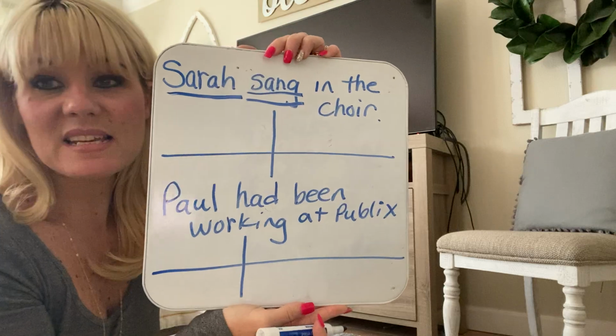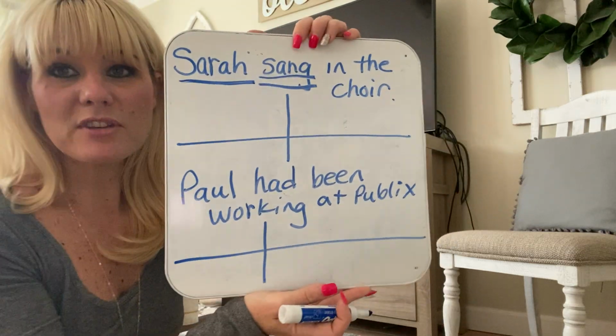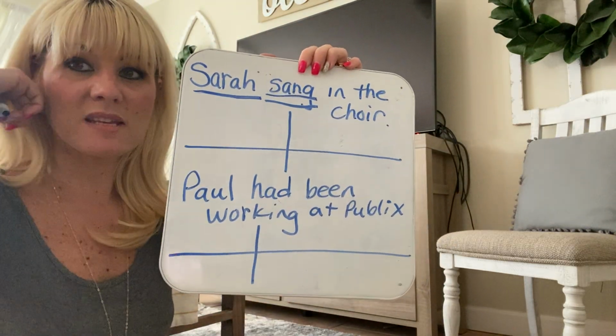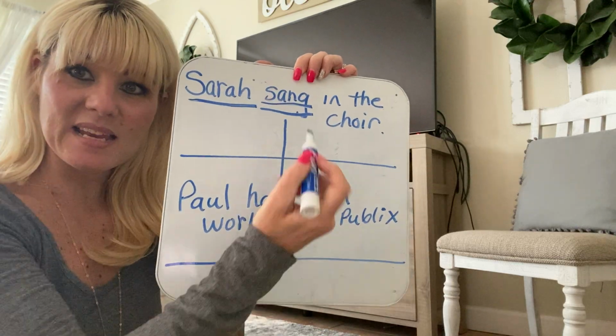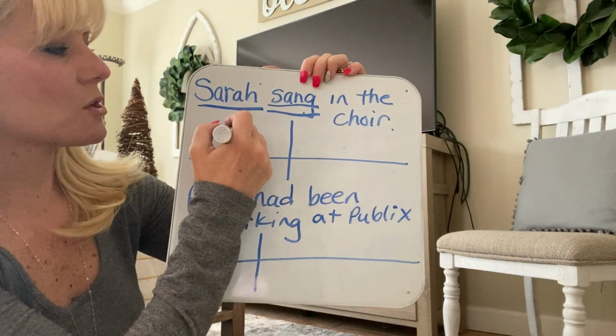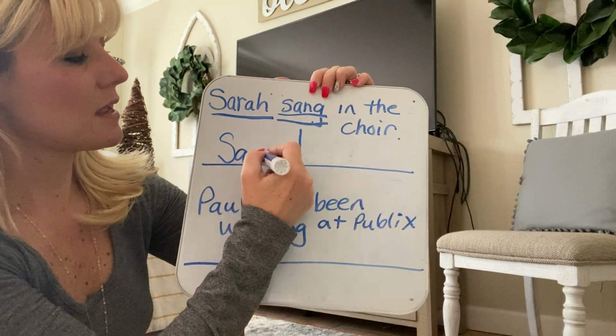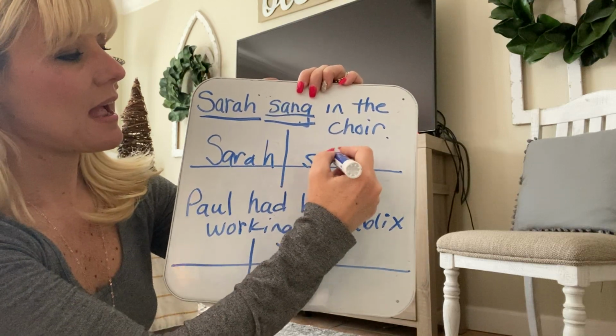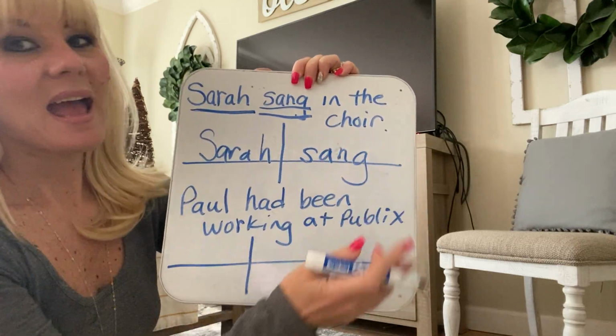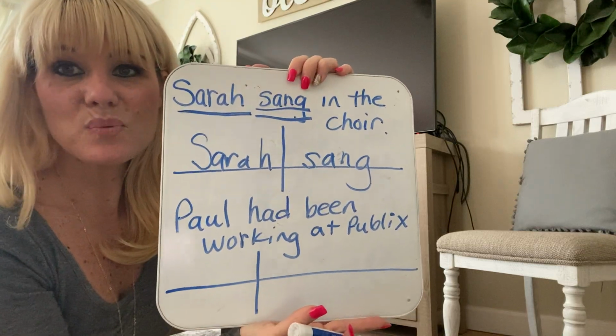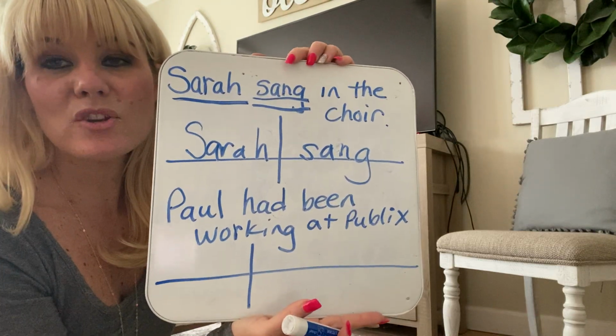Now, since this is just simple diagramming, all you have to do is put the subject in the first space and the predicate in the second space, and it's divided by a line here. So we're going to put Sarah as the subject and sang as the predicate. That's really easy. There's a bunch like that on your grammar quiz.